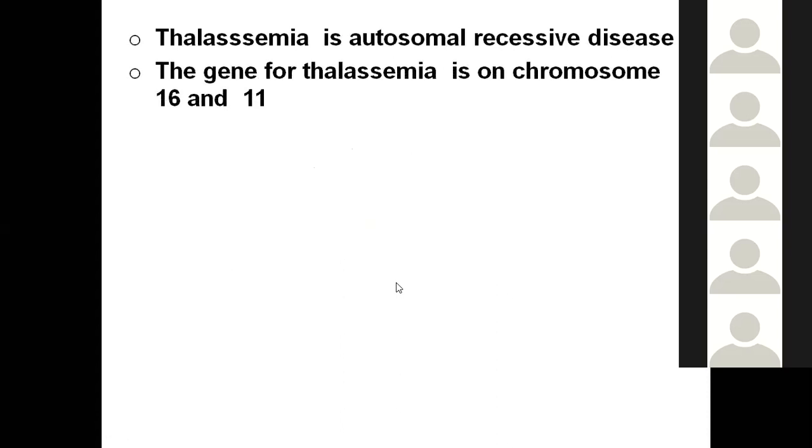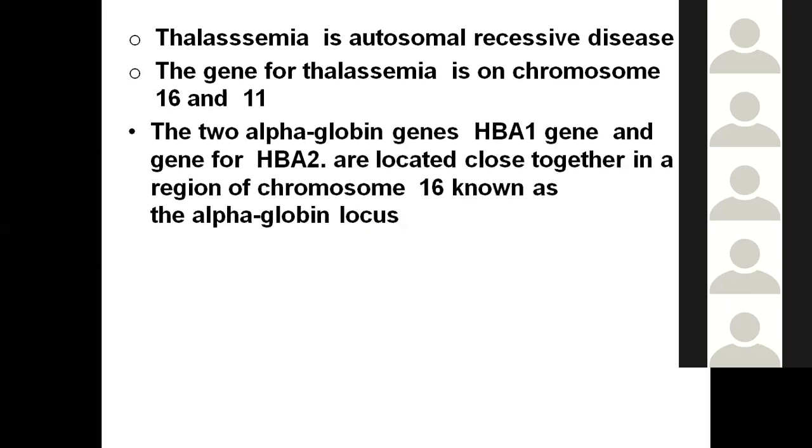Now, thalassemia is an autosomal recessive disease. It's not dominant. As we go on, I'll explain where the difference comes. Right now just understand that it is recessive, and the genes for this are on chromosome 16 and 11. Just keep that in mind, 16 and 11. As we go on, I'll explain a little bit more about this.